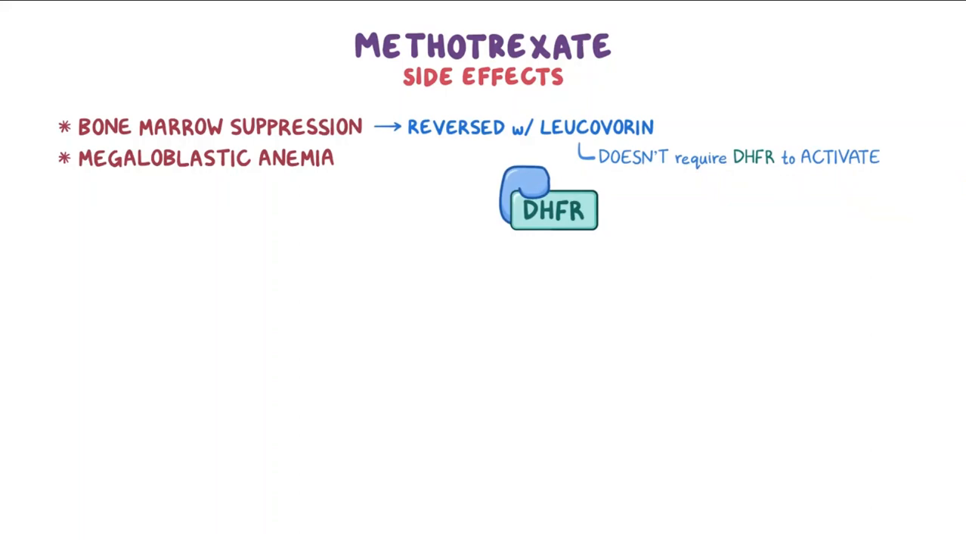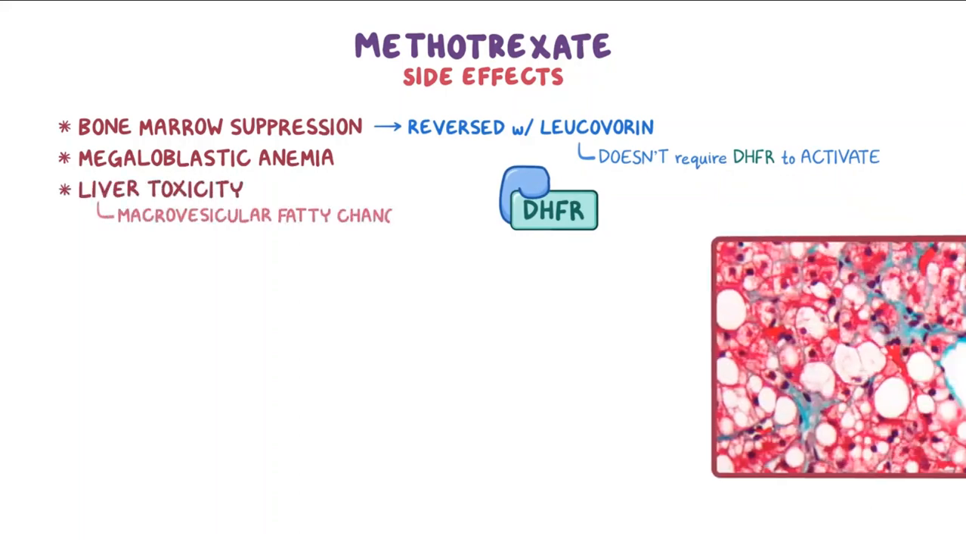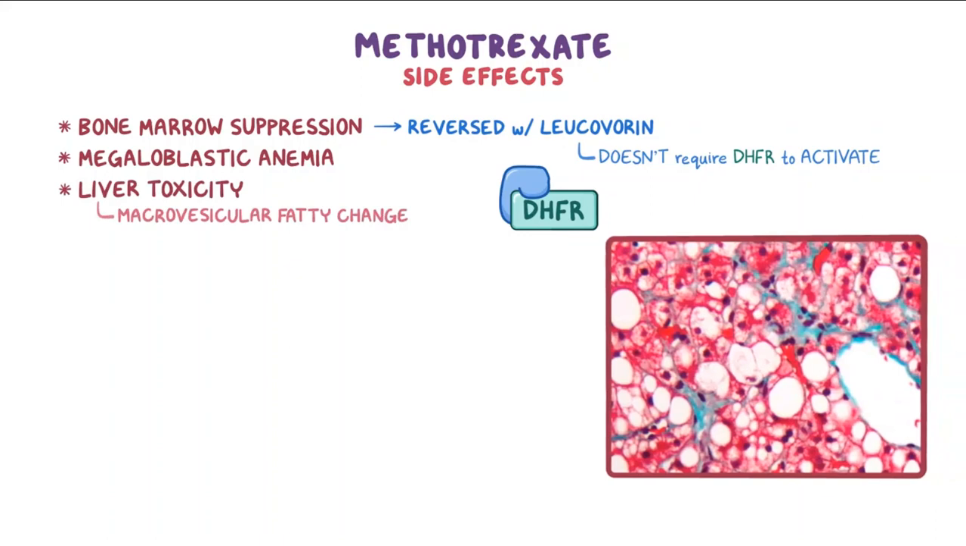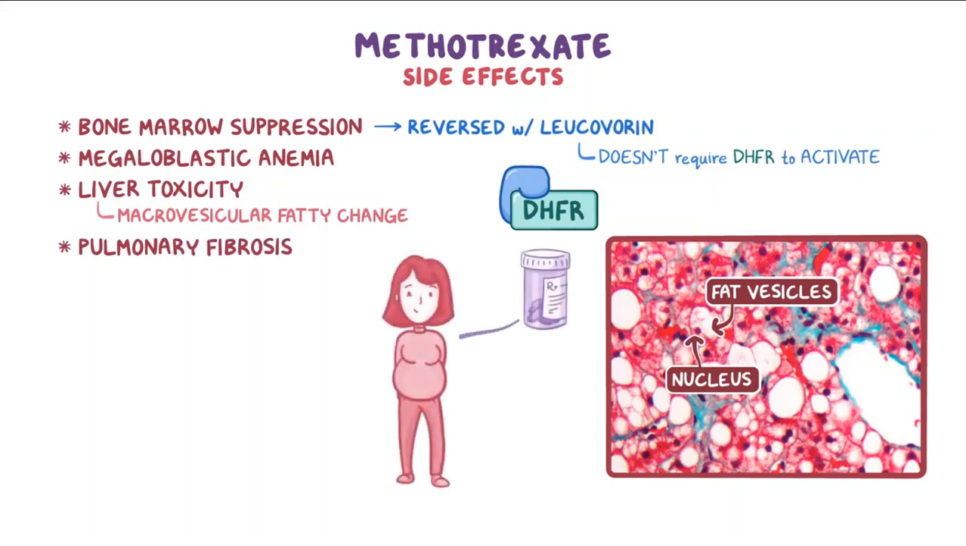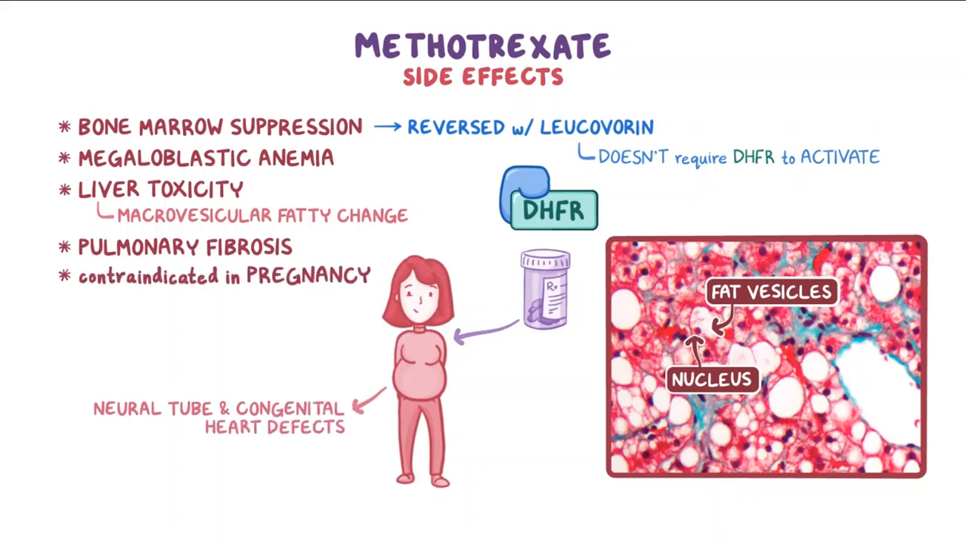Another important side effect of methotrexate is liver toxicity, which manifests as macrovesicular fatty change, a severe form of hepatic steatosis where fat vesicles displace the nucleus to the periphery of the hepatocyte, and pulmonary toxicity, which manifests as pulmonary fibrosis. Also, use of methotrexate in pregnancy can lead to neural tube defects and congenital heart defects. So, methotrexate is contraindicated in pregnancy and characterized as Category X. Other side effects include alopecia and mucositis.